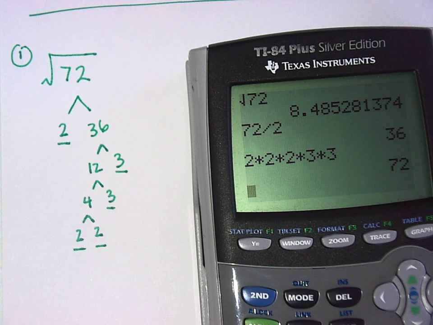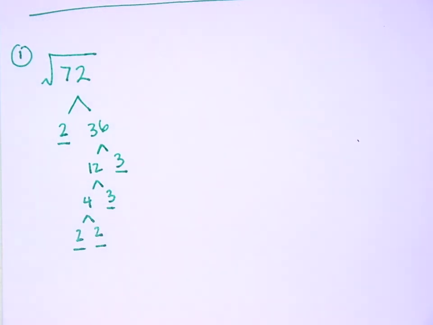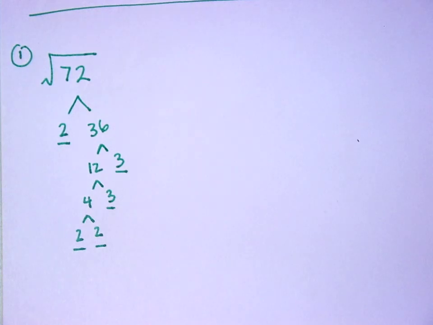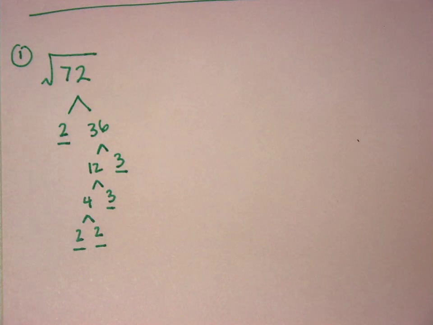Why did you go with 6? If you did 6 and 6 for 36, then each 6 would break down into a 3 and 2, and you would still have the same 2s and 3s left. Good question.